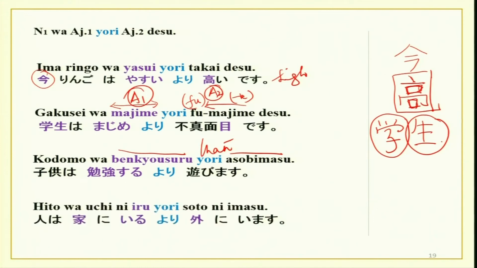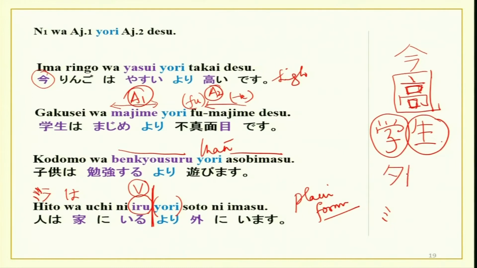Then hito wa uchi ni iru yori. Now, you see that it is with a verb. And what happens with a verb? The verb will always be in plain form before yori for comparison. So, hito wa or mira wa uchi ni iru yori, more than staying at home, she stays outside, and the kanji for outside is this.